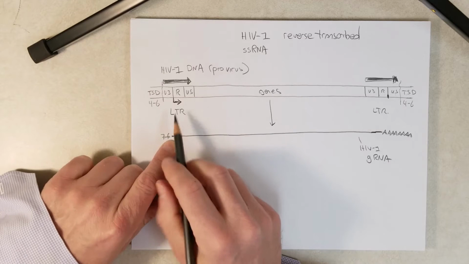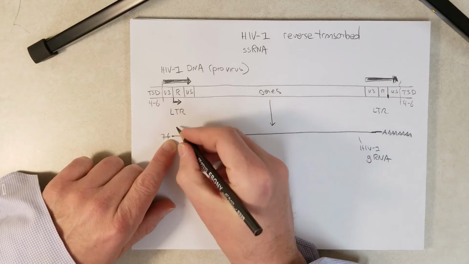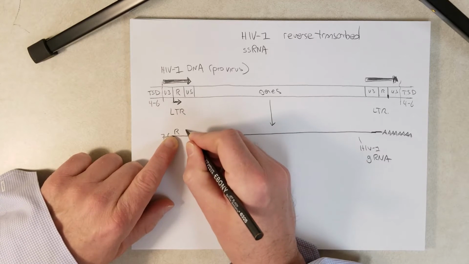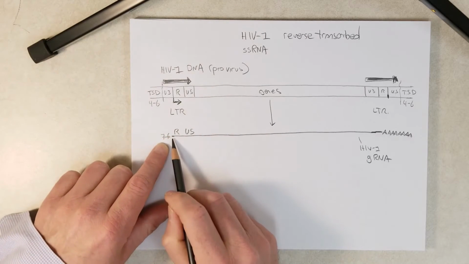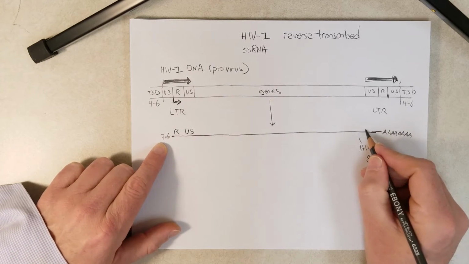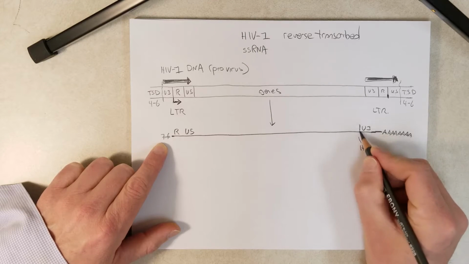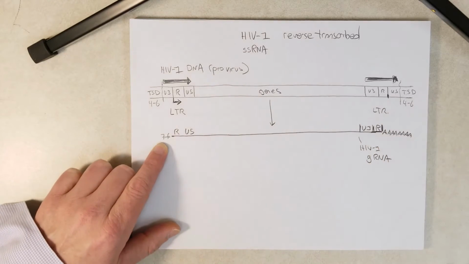Now you might notice, because transcription started here and ended here, the very beginning of the RNA molecule will have the R region and the U5 region, but it doesn't have the U3. The 3' end of the RNA molecule has a U3 region and the R region, but it doesn't have the U5.